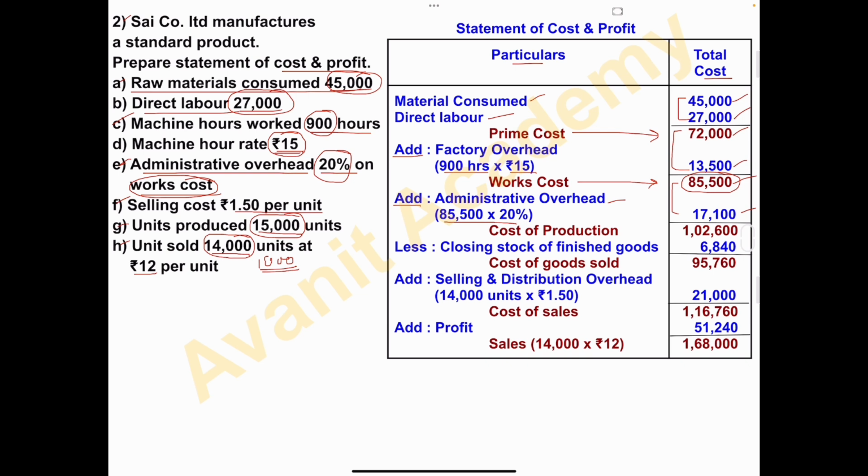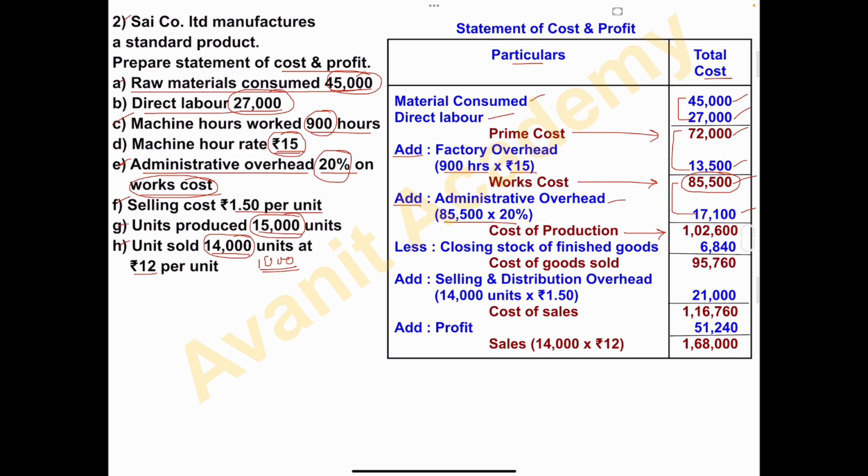Add these two amounts. 85,500 plus 17,100 and the total is 1,02,600. This is called cost of production. So after cost of production, what we do? We take information related to finished goods. That is, opening stock of finished goods is to be added and closing stock of finished goods is to be deducted.